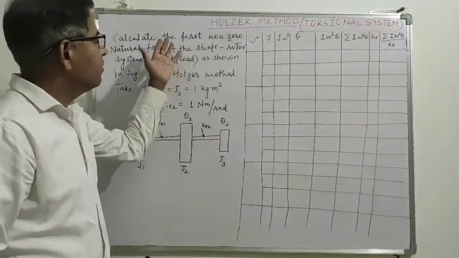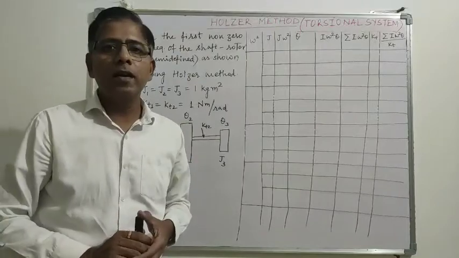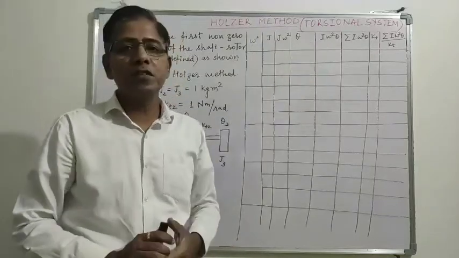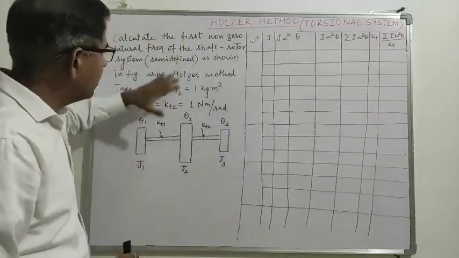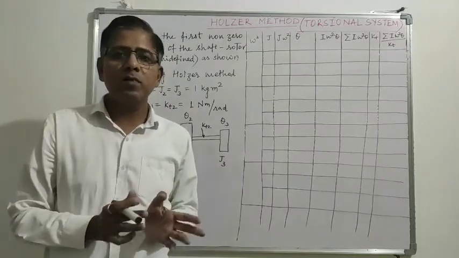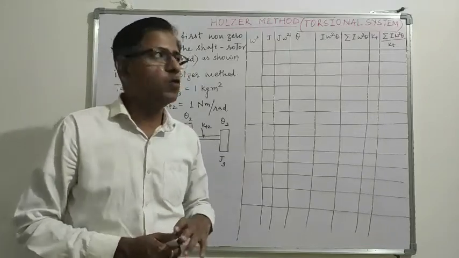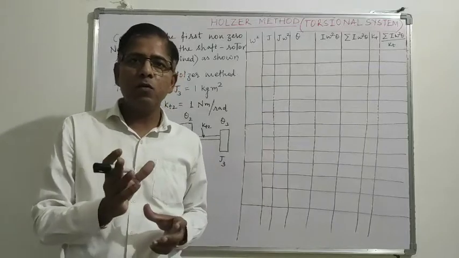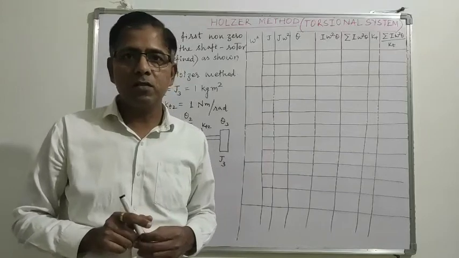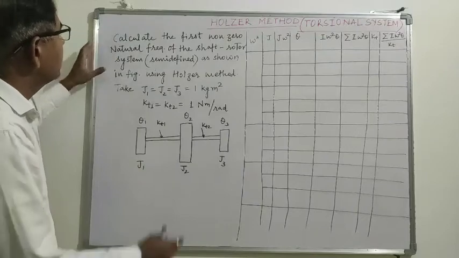So in this lecture, we will be solving one numerical of a torsional system, and we will apply the Holzer's method for solving this torsional system problem. Now we have seen that the Holzer method is applicable to the linear spring mass system as well as the torsional system. In this lecture, we are applying it to the torsional system, or rotor shaft system. First we'll see the numerical.